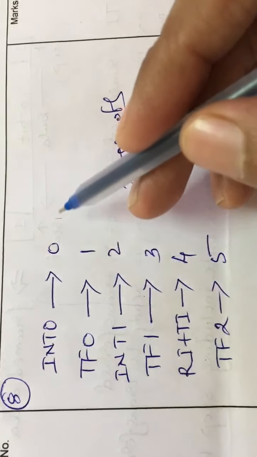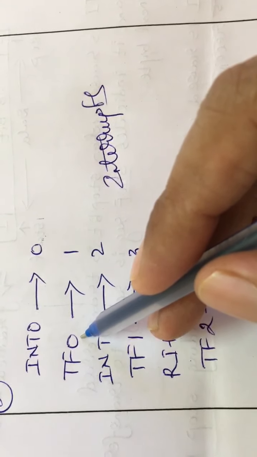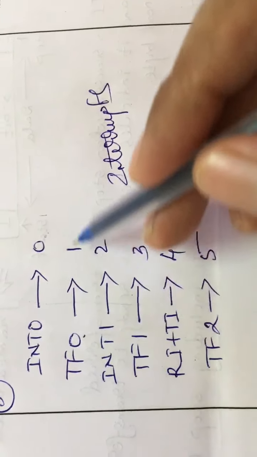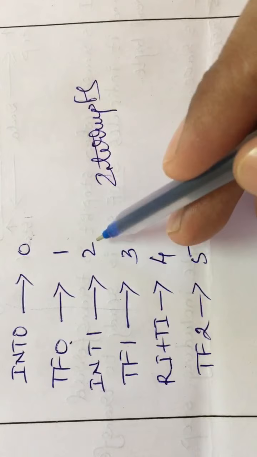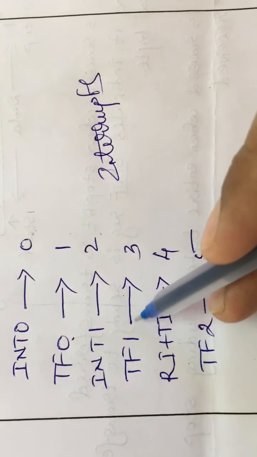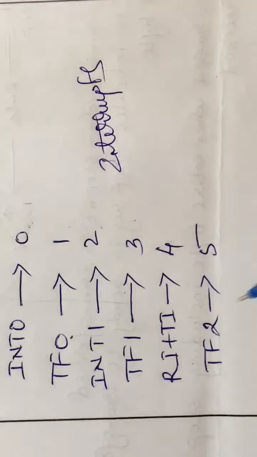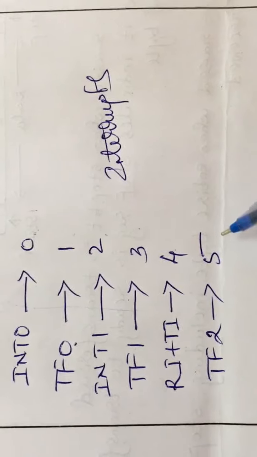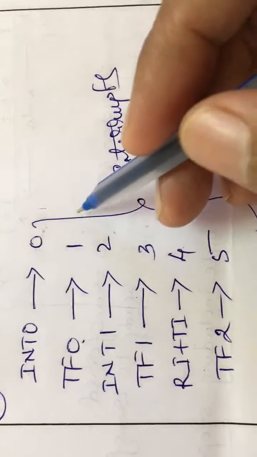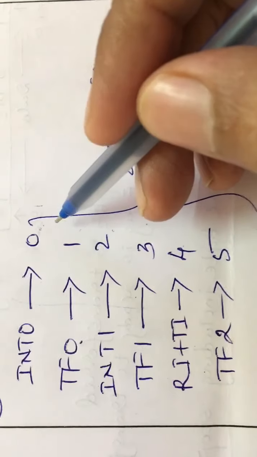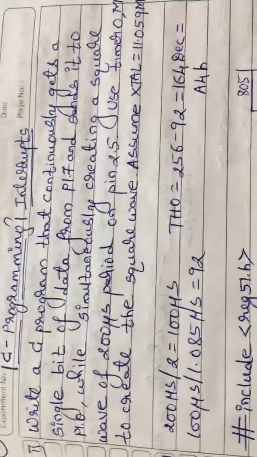For INT0, the number given is 0. For TF0, timer interrupt 0, the number is 1. INT1, the external interrupt 1, is given 2, and timer interrupt 1 is given 3. For the serial communication interrupt it is 4, and TF2, which is for the 8052, is 5. So while writing the C program, we have to represent the interrupts according to these numbers. With this brief background, we will start with the program.